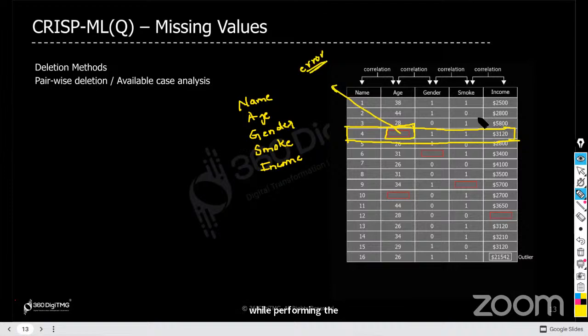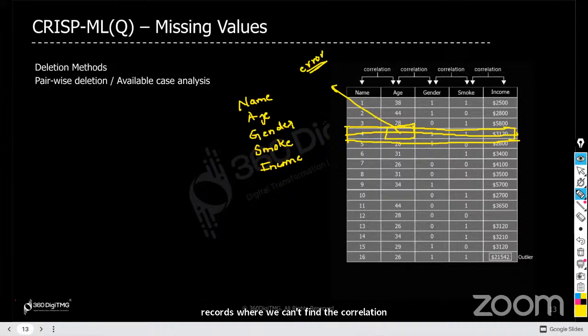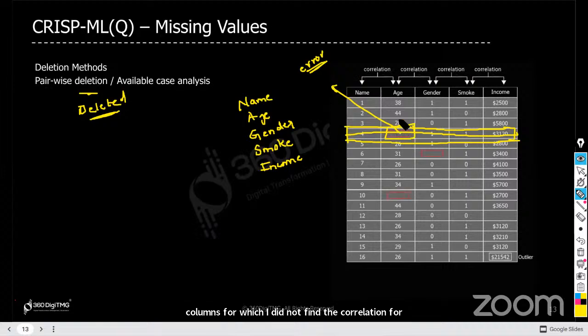So in such cases, based on correlation, we will delete the records where we can't find the correlation. In pairwise deletion, the records for which I can find the correlation for all the columns will be retained. Otherwise, the rest get deleted. Which ones? Those where I can't find the correlation, where I have a missing value. That is nothing but pairwise deletion.